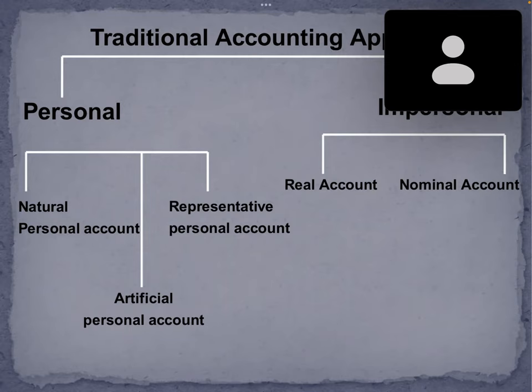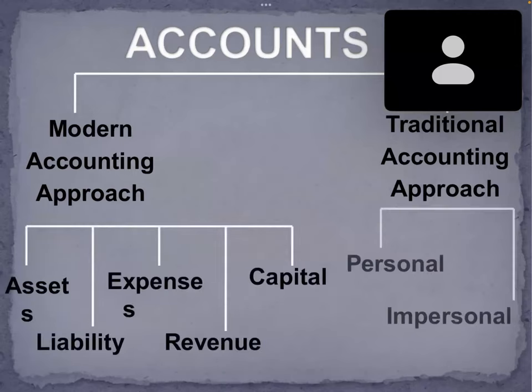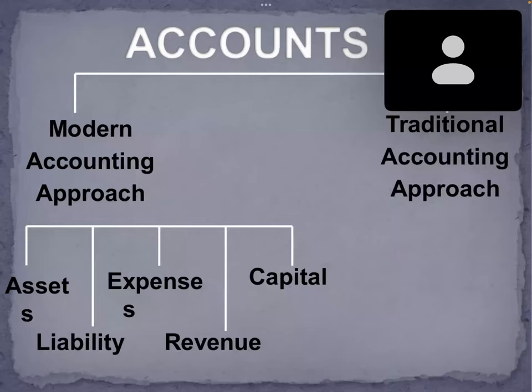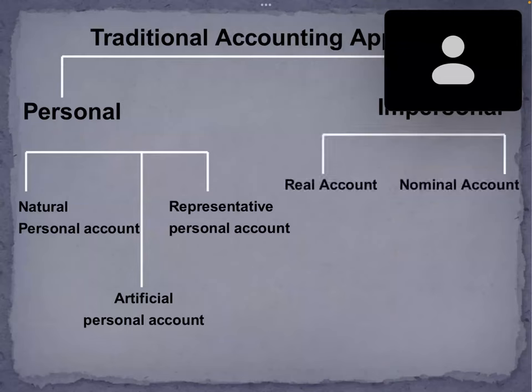So if we talk about the modern accounting approach, we have five types of account. And if we have to broadly classify the accounts on the basis of the traditional accounting approach, we have basically three types of account. One is the personal account, and the other two are real account and nominal account. And you have to keep in mind that under the personal account, we have three more accounts, namely natural, artificial, and representative personal account. All right. So for the time being, just keep that in mind.